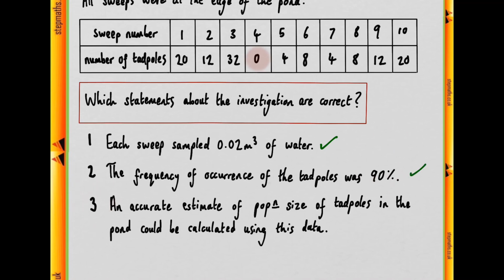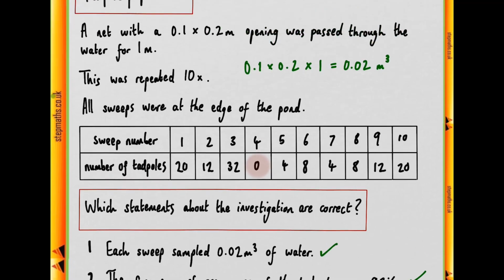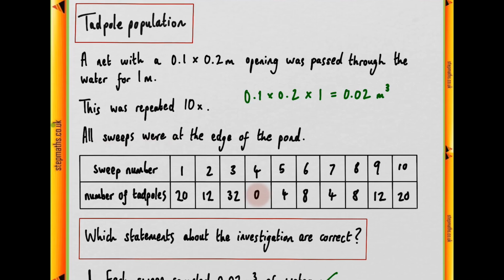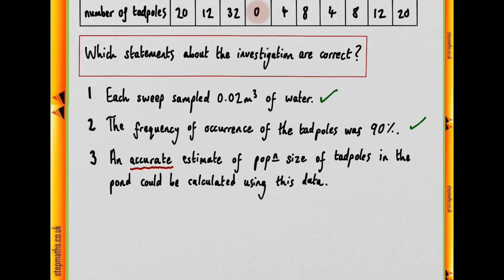Moving on to statement 3, an accurate estimate of the population size of the tadpoles in the pond could be calculated using this data if the total volume of water in the pond was known. Now, would we get an accurate estimate? That's the operative word. And since we're already given a qualifier in the question that the result might not be entirely representative of the entire pond because all the sweeps were taken at the edge of the pond because the student can't access the middle, it would not necessarily be accurate because it wouldn't be representative of the entire pond. So using this data alone, we couldn't get an accurate reading.